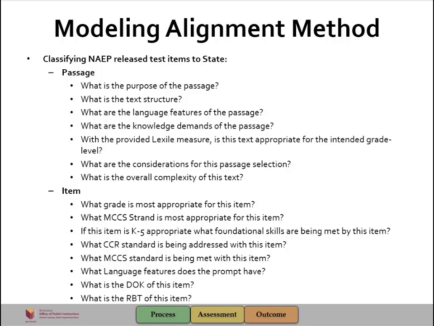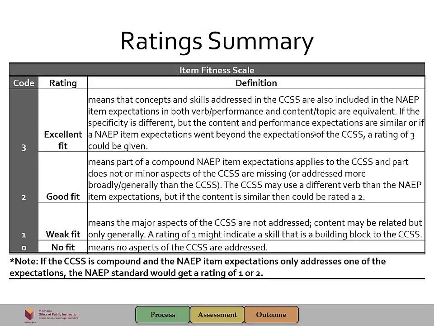Determine the language features of the prompt. Lastly, determine the rigor of the item. This includes Norman Webb's depth of knowledge and the revised Bloom's taxonomy for the item. When filling out your consensus building sheet, you will note the fitness to each of your judgments.